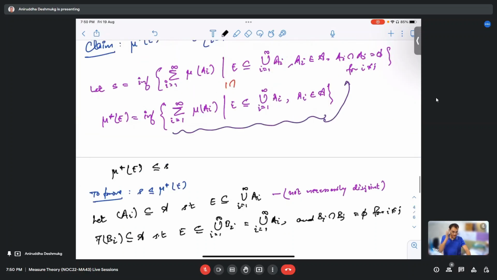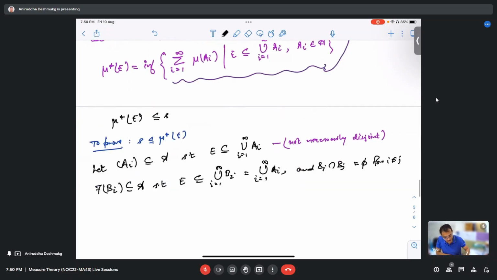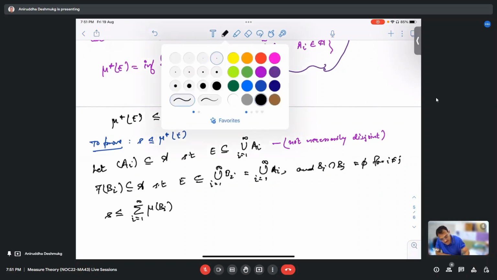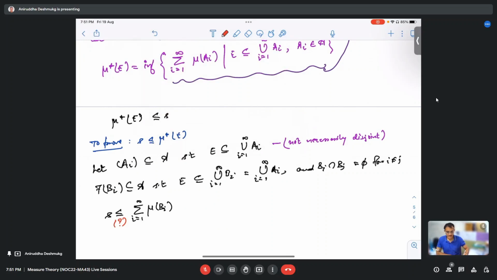Okay. So now the thing is, can I say that S is less than or equal to the summation i from 1 to infinity of mu B_i? Can I say this? Yes.